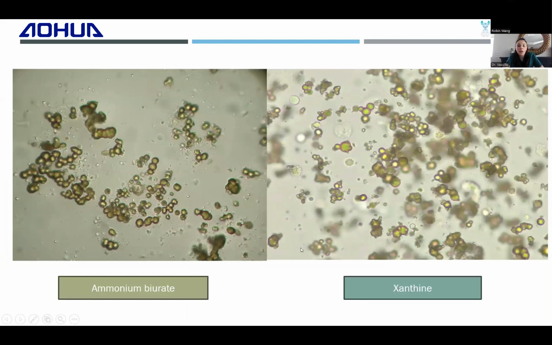And there is this difficulty in differentiating the ammonium biurate crystals from the xanthine crystals. You see that they're pretty much the same, apart from the fact that the ammonium biurate crystals have more prominent spikes. And you can see the xanthine crystals. You can easily confuse them. Okay.